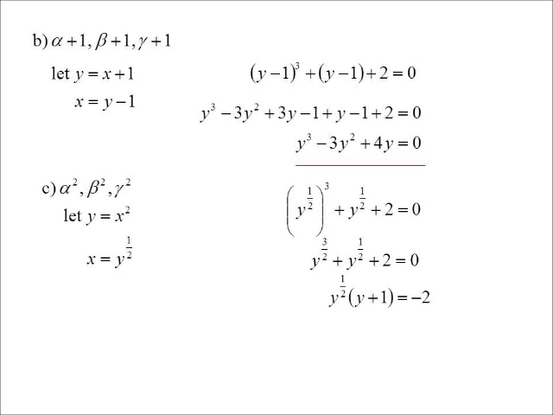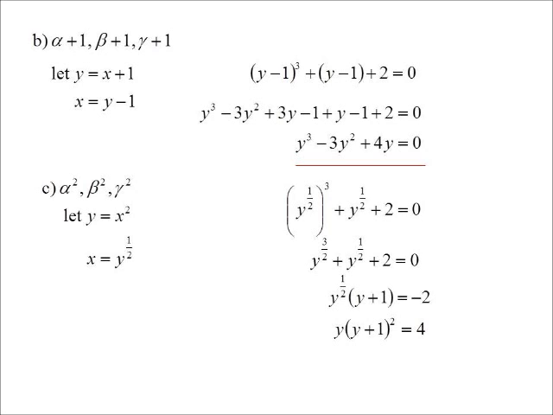I've also factorised the y to the 3 on 2 plus y to the half. Remember, when you factorise, take out the lowest power. So the lowest power is y to the half. Now I can square both sides and get rid of the fractional power. Because when I square both sides, the y to the power of a half becomes y, the y plus 1 becomes y plus 1 squared, and the negative 2, of course, becomes 4. I've now got a polynomial.